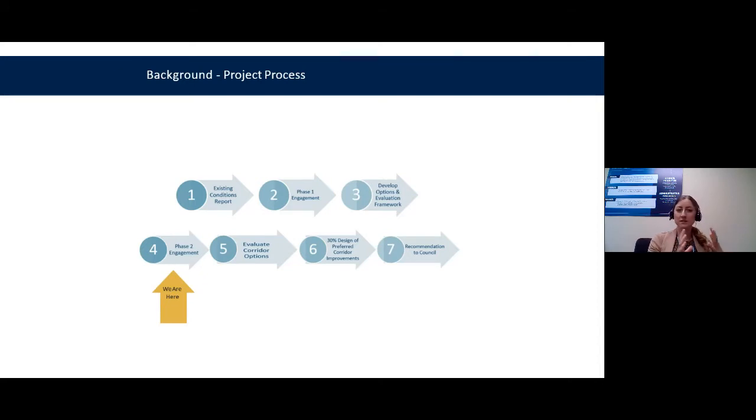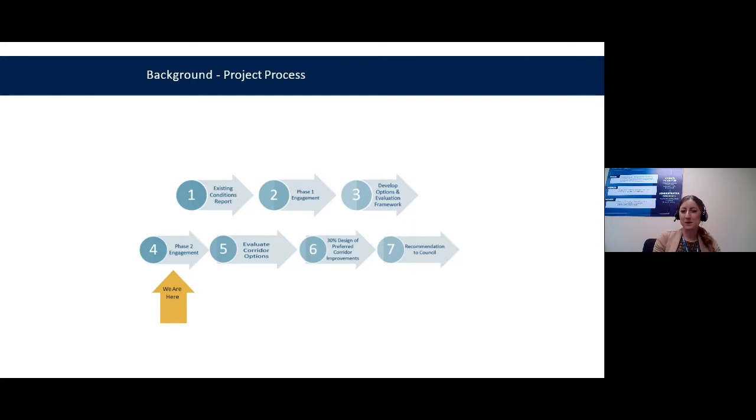So after we did our existing conditions report that really looked at what's happening in Dartmouth North right now, we were able to start phase 1 engagement that happened through July and August. I'm going to give you a bit more detail about what we learned in phase 1 engagement a little later in the presentation. So through September, October, our project team developed some options for getting through the neighborhood based on what we heard. And we also developed an evaluation framework that we're going to use to choose the final route and what that's going to look like through Dartmouth North.